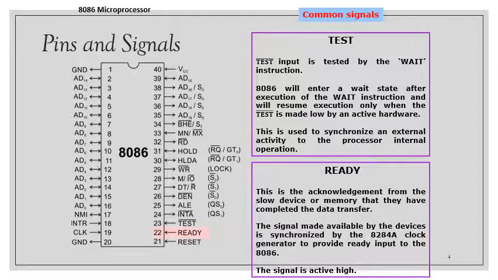The READY pin, pin number 22. This is an acknowledgement from a slow device or memory that they have completed the data transfer. The signal made available by the devices is synchronized by the 8284 clock generator to provide the READY input to the 8086. This signal is active high.